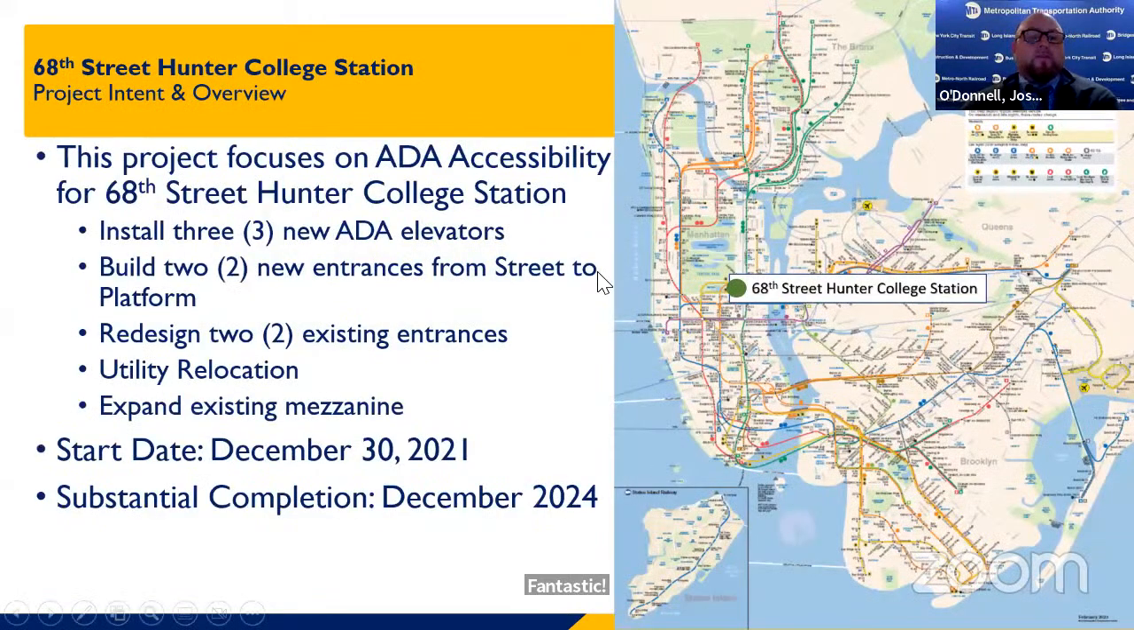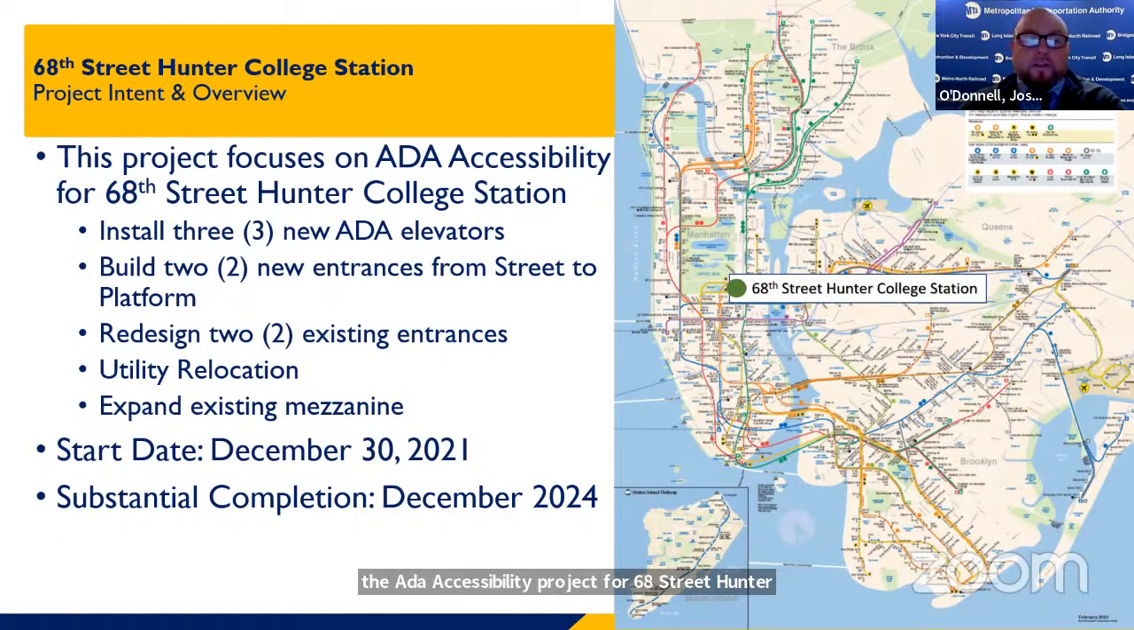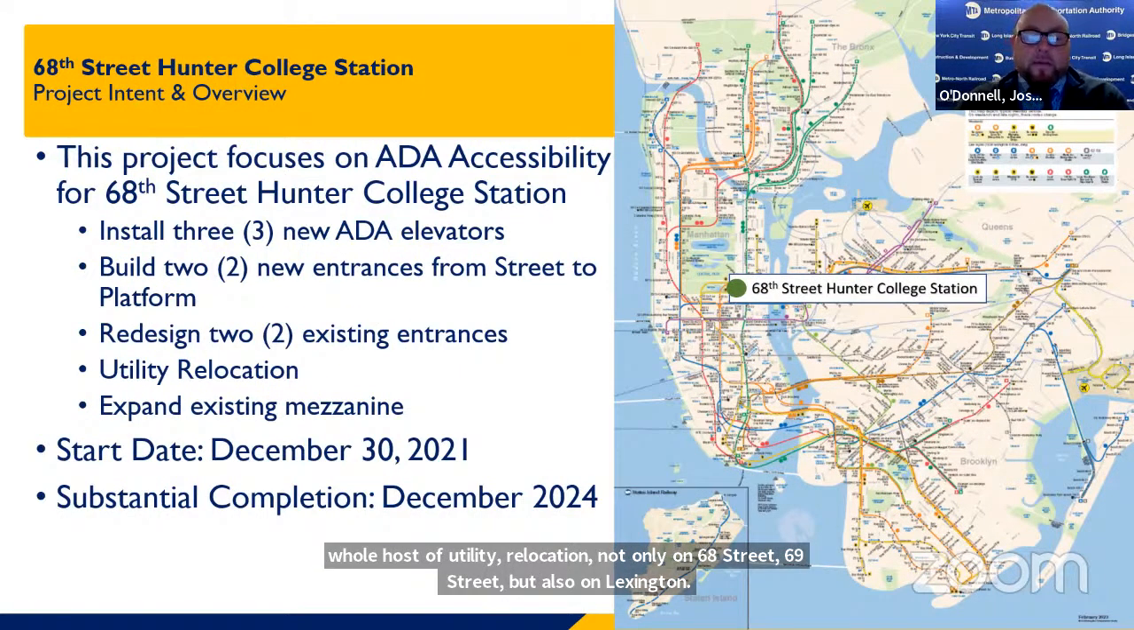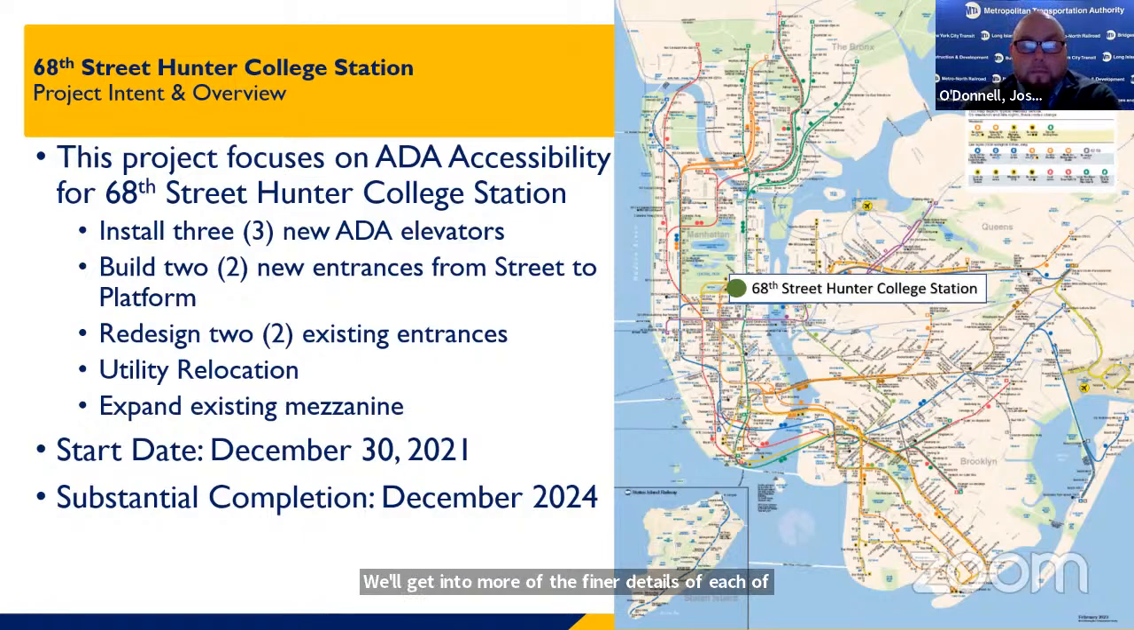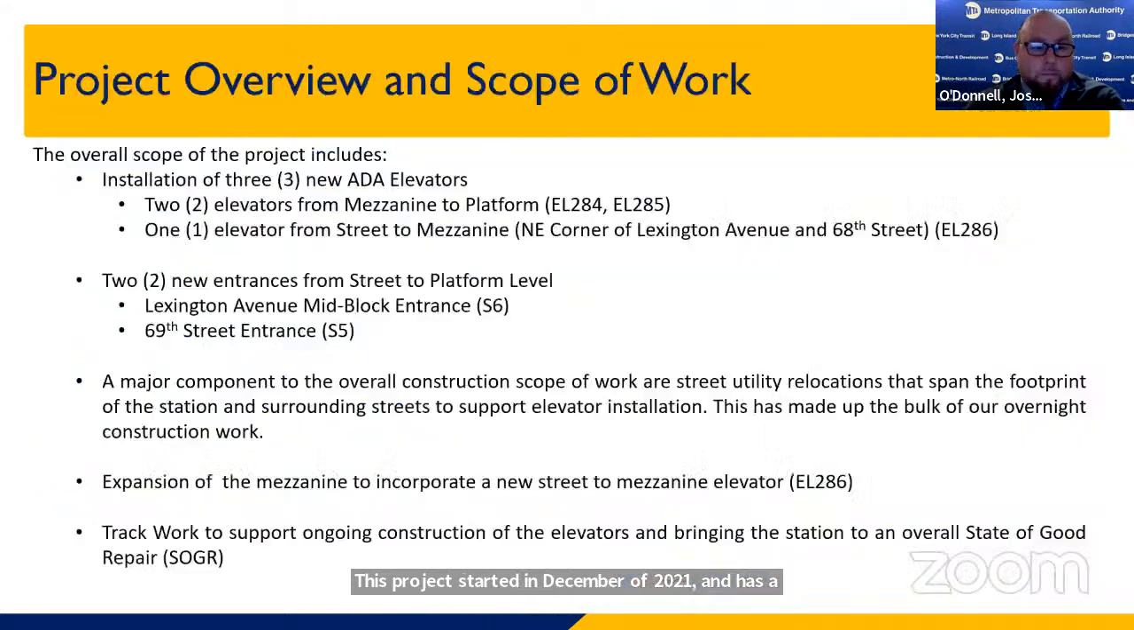Okay. So as I mentioned, we're here to talk to you about the ADA accessibility project for 68th Street Hunter College. The primary goal of the project is to install 3 new ADA elevators at this station. We will also be building 2 new entrances from street to platform, redesigning 2 existing entrances, and then a whole host of utility relocation, not only on 68th Street and 69th Street, but also on Lexington. We'll get into more of the finer details of each of these elements as we go through the presentation. This project started in December of 2021 and has a substantial completion date of December of 2024.